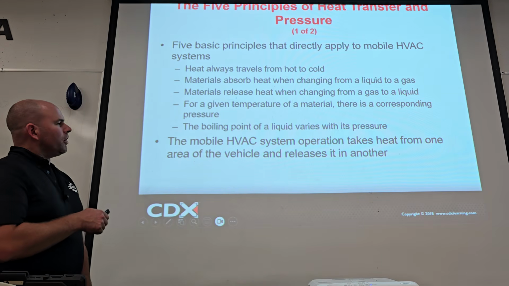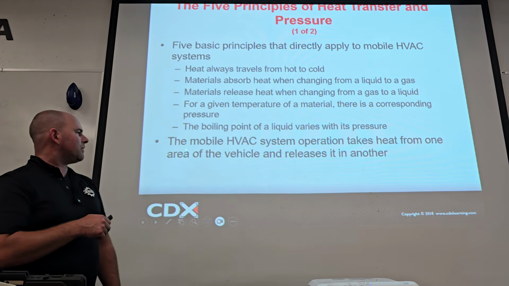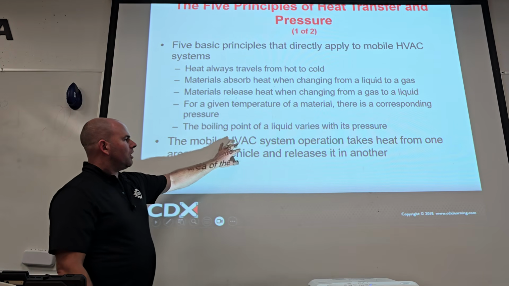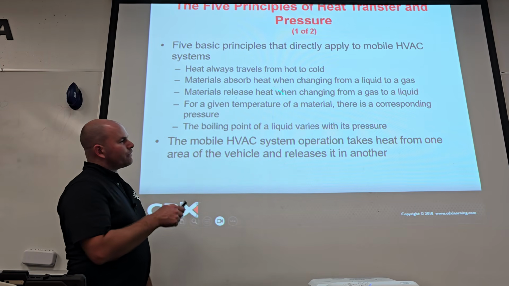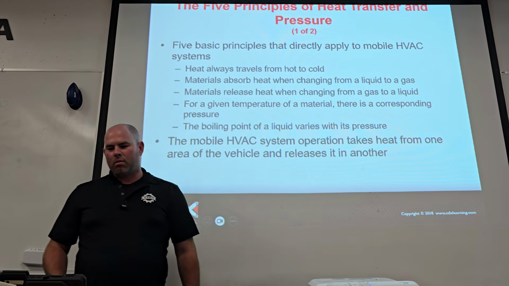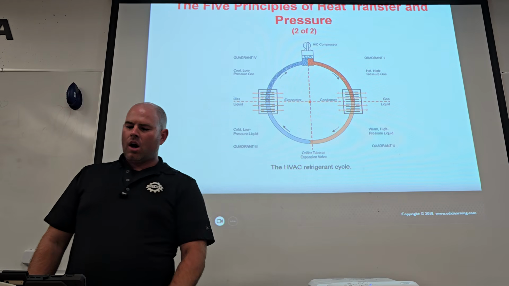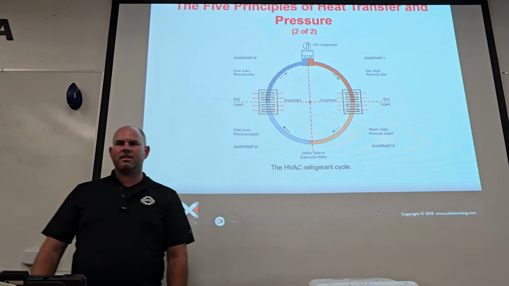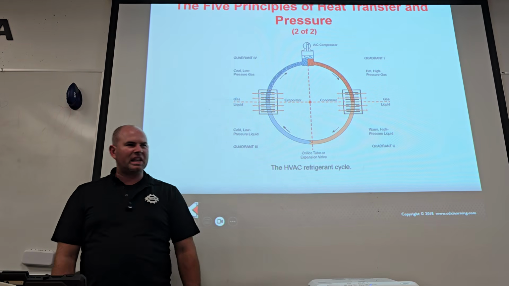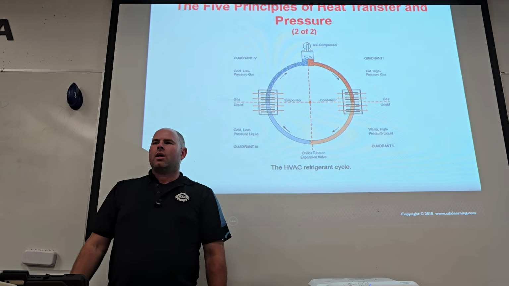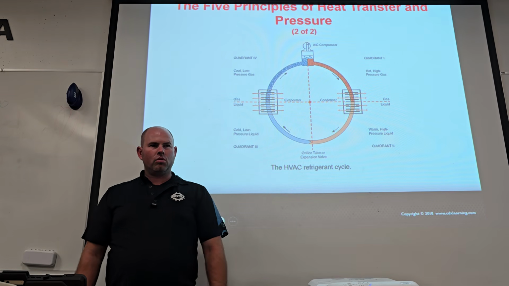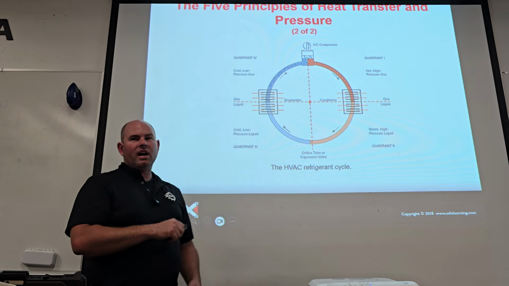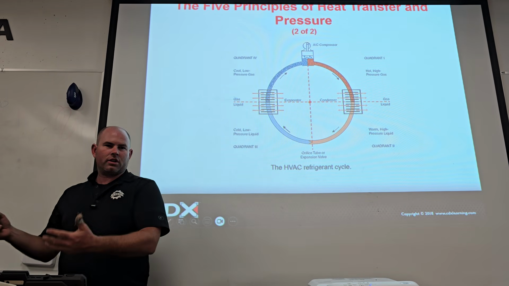All right. Now the mobile HVAC system operation takes heat from one area of the vehicle and releases it to another. This only works because of these 5 things. All right, so now we'll break it down a little bit more. Let's start with this. We've got a compressor. Does anybody know what the compressor does? Why'd you just reword what I just said? Yeah, it does though. Think of the compressor as like a pump. The compressor pulls refrigerant from the low side and shoves it to the high side. Is that fair enough? It literally pumps.